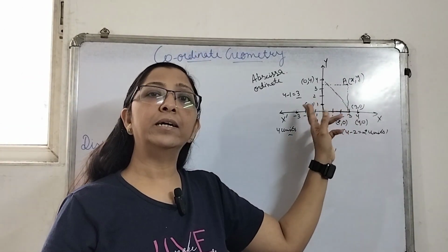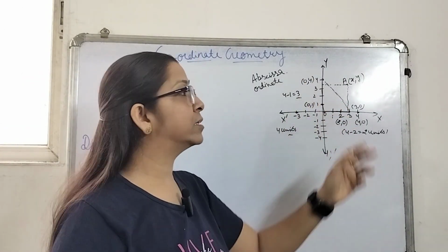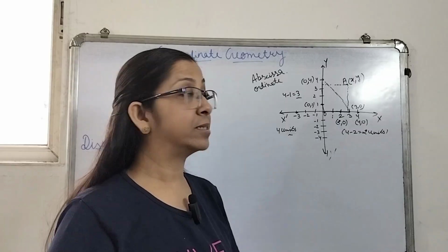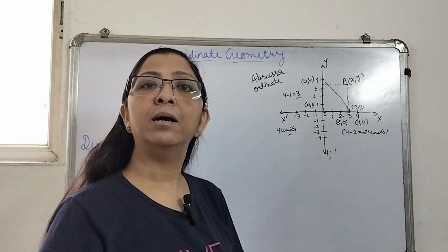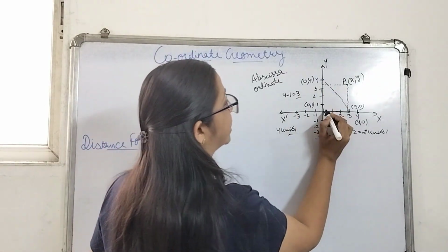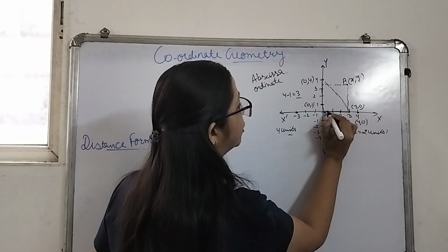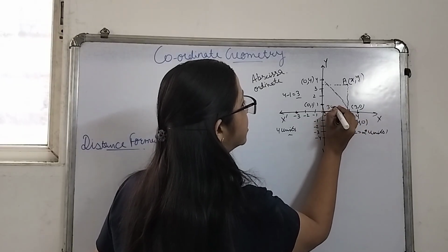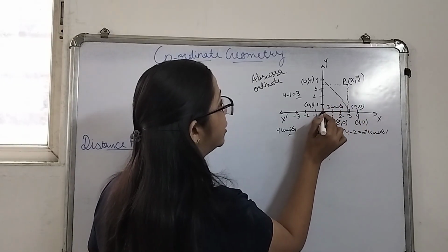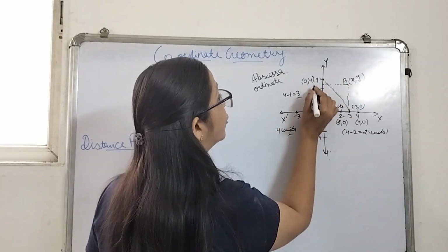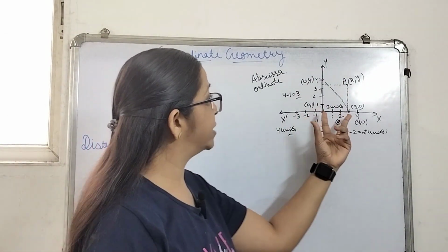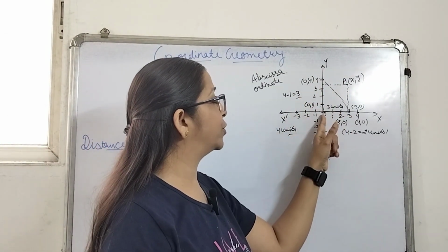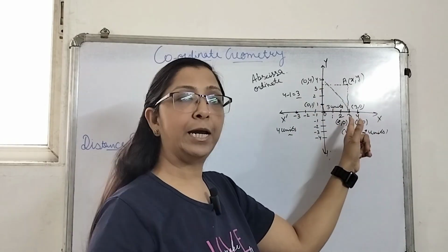And we know in a right angle triangle, by Pythagoras theorem, we can find the distance. Hypotenuse we can find by Pythagoras theorem. Over here we can see that from here to here, 0 to 3, it is your 3 units, and from 0 to 4, it is your 4 units. So if this is your 3 units and this is your 4 units, we can find your hypotenuse.